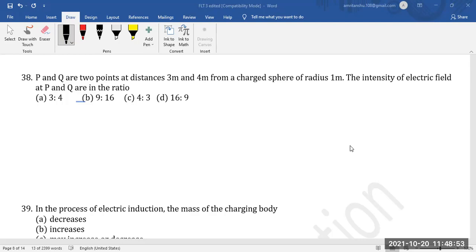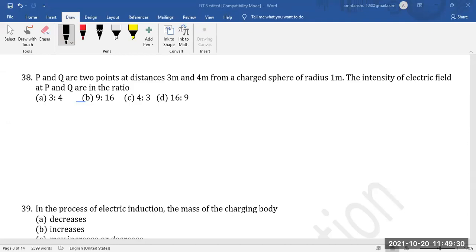P and Q are 2 points at a distance 3 and 4 meter from a charged sphere. So we all know a charged sphere always behaves like a point charge. So the distance is 1 meter. So this would be behaving as if the charge Q is kept at the center.